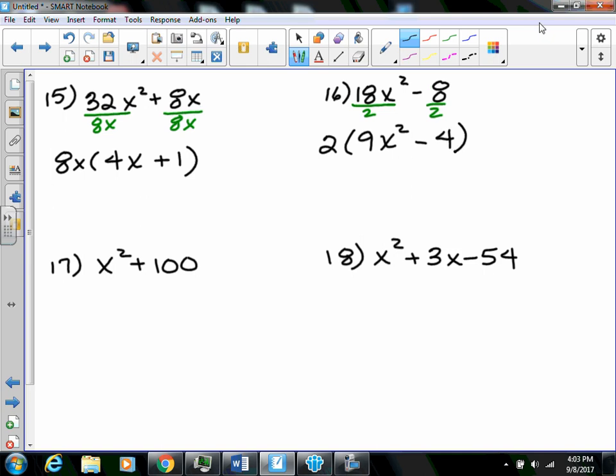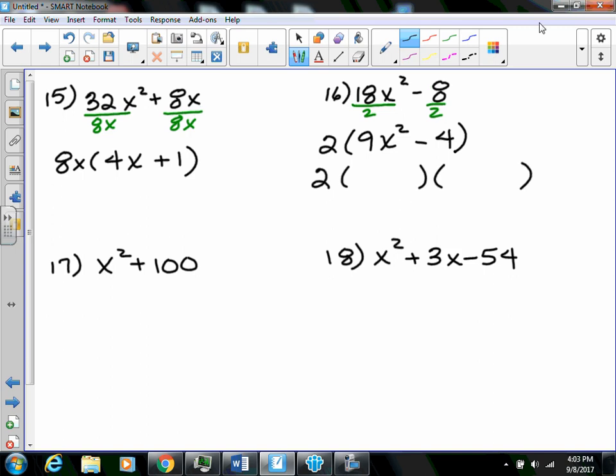Now that I factored out a 2, I do have a difference of squares. And remember, with the difference of squares, you have a perfect square minus another perfect square. This 9x squared is a perfect square. 4 is another perfect square, and they're being subtracted. So if you remember, these are going to factor the same way every time. So you have to bring your 2 down.